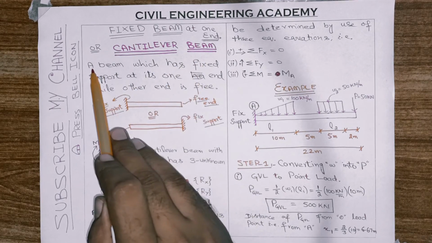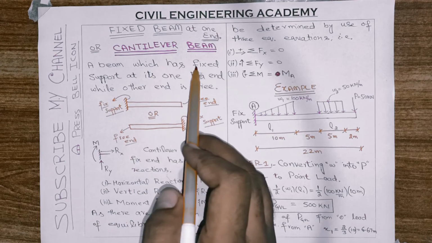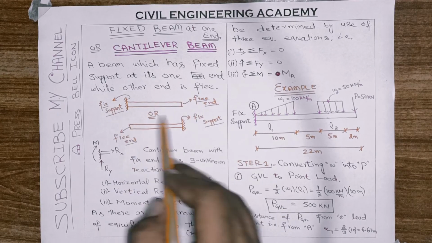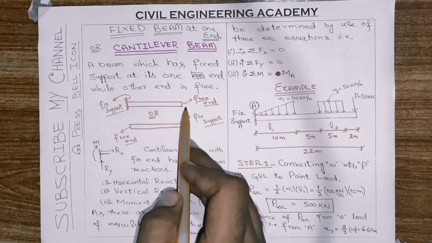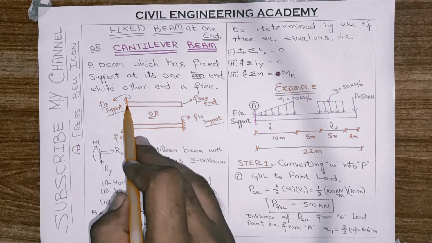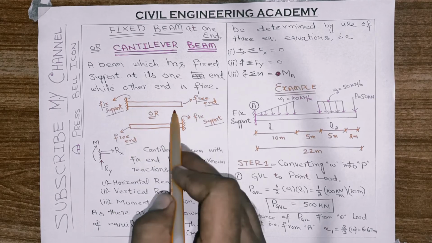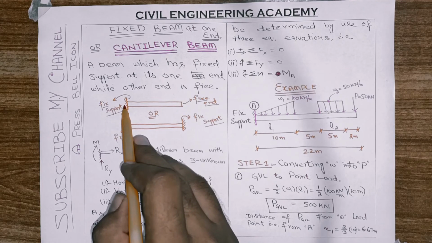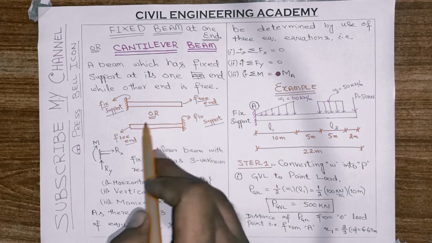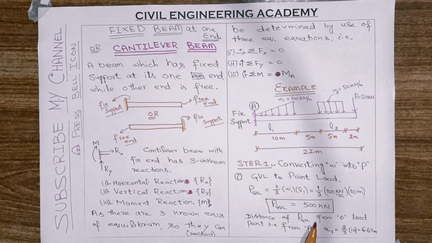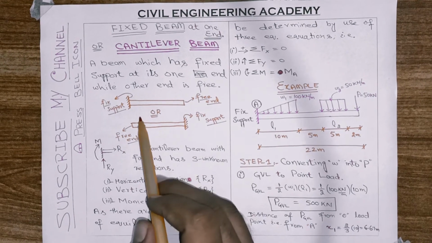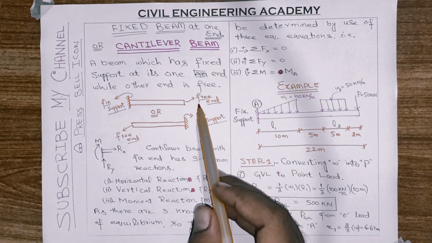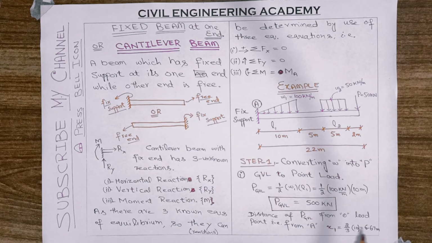Basically, a cantilever beam is a beam in which one support at its one end is fixed while the other end is free. So in this figure we can see that there is a beam. This horizontal member is the beam. It has a fixed support at its one end and the other end is free, or we can rearrange this beam and shift this fixed support to the right side and the left side will be free. So basically the cantilever beam is a beam which has a fixed support at its one end and the other end of the beam is free.